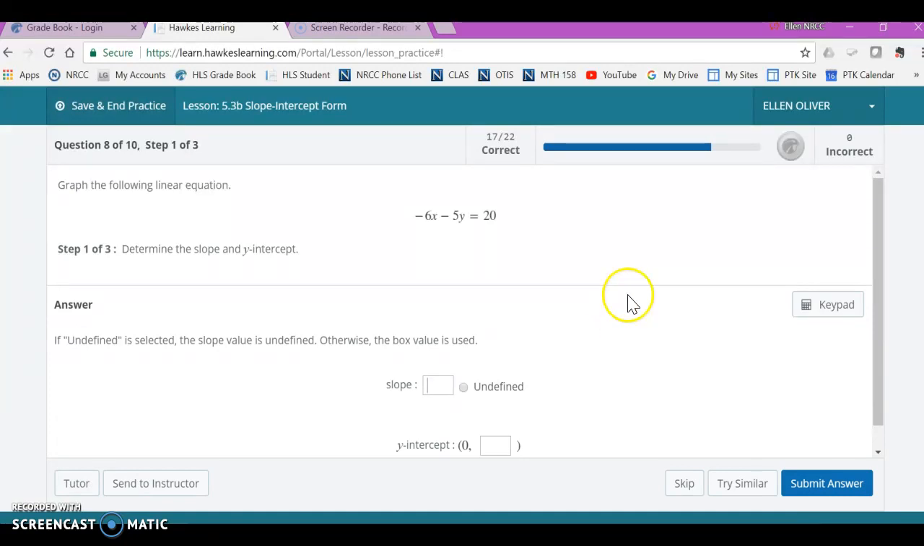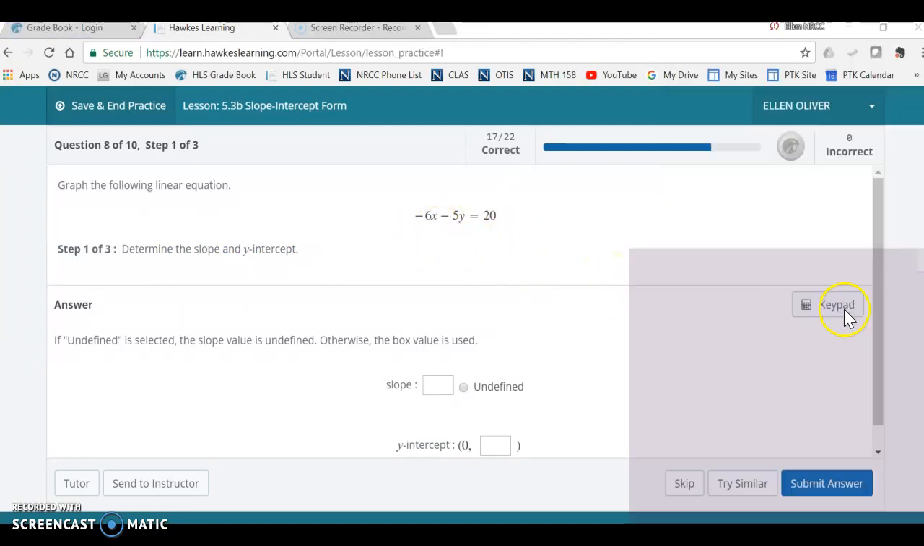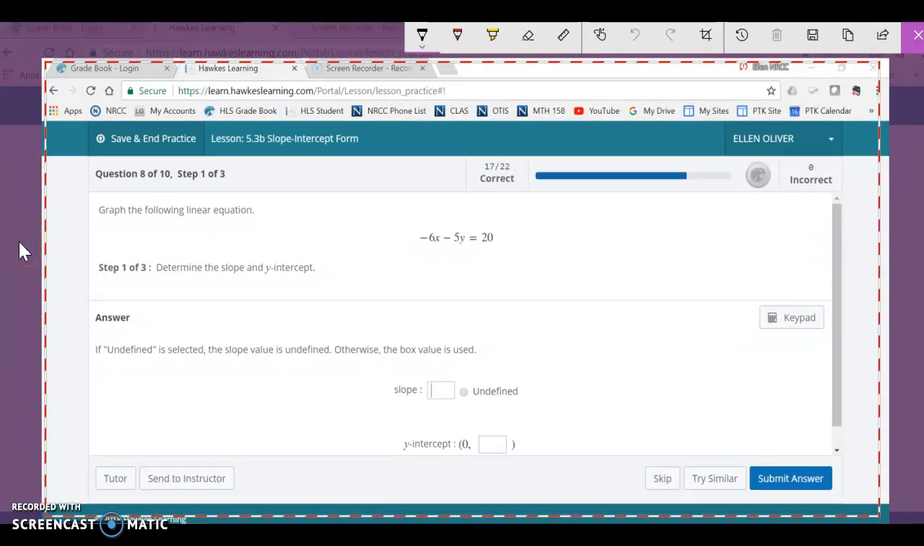Alrighty, we're getting there. We're maybe not going to run out of time. So determine the slope and y-intercept. Okay, so this is not in the format we need it to be in. Remember, you have to have y equals mx plus b in order to identify the slope and y-intercept. So I've got to solve this for y. I'm going to add 6x to both sides. So that gives me negative 5y equals 6x plus 20.